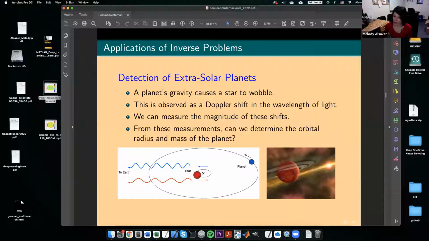Are you going to be able to ever recover the orbital radius and mass exactly? Yeah, probably not, right? And I think most of you, even if you don't know anything about this problem, can say from just an intuitive standpoint, no, there's going to be measurement noise, and you're not going to be able to exactly recover those measurements.